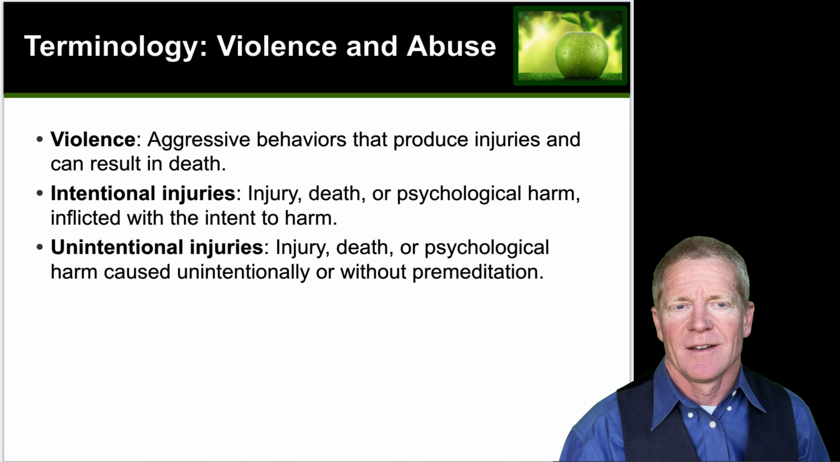So let's look at some terminology here. Violence and abuse. Violence is aggressive behavior that produces injuries and can result in death. Intentional injuries are injury, death, or psychological harm inflicted with intent to harm, while unintentional injuries are injury, death, psychological harm without premeditation or without intentionality.